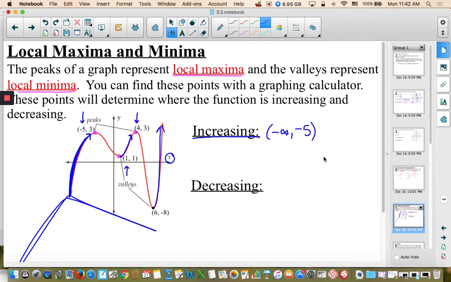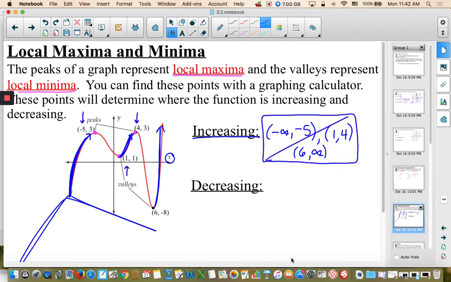Second section, from here to here. Well, that goes from negative 1 to 4. Oh, not negative 1, it's 1. From 1 to 4. The third place is right here, and that starts at 6, and that keeps going up, so that's going to go from 6 to infinity. These are the 3 places where this graph is increasing.